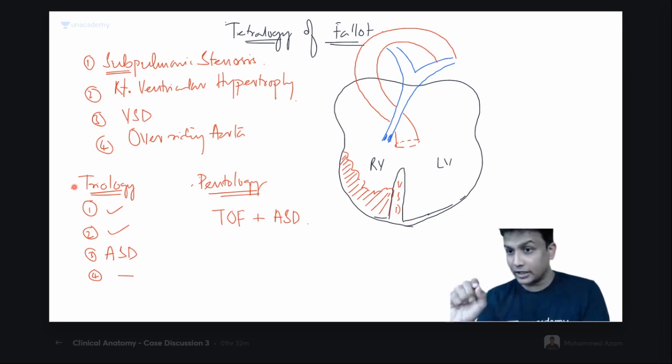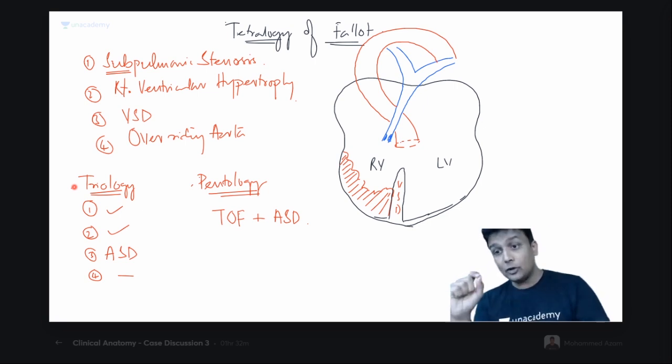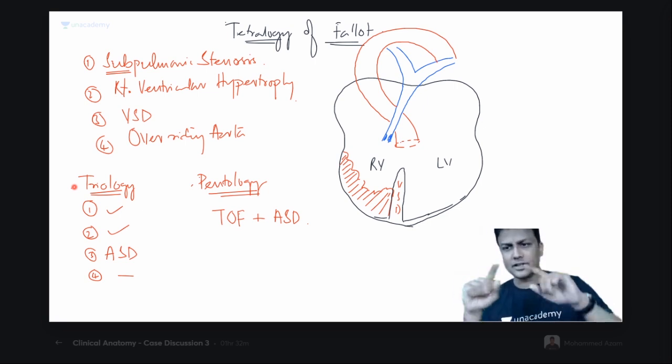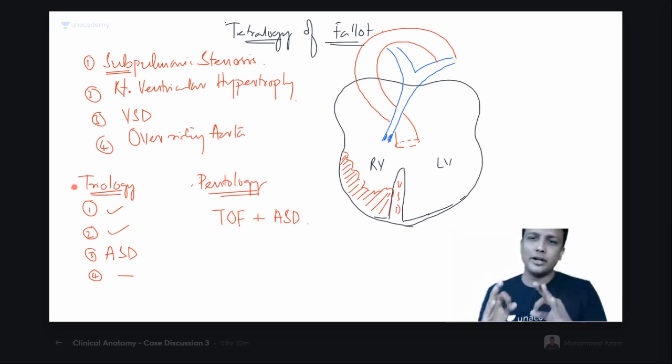But out of the 4 things, if I ask you right now, my dear friends, which is the most important feature, the hallmark feature of the tetralogy of Fallot? Out of the 4 things, which is the hallmark feature? Come on, guys. Which is the hallmark feature? Yes. So MCQ number 1, remember, it is pulmonary stenosis.